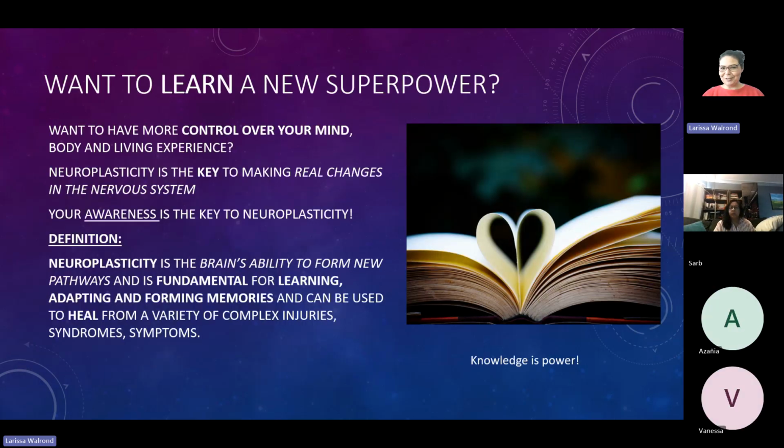Okay, so want to learn a new superpower? Want to have more control over your mind, body, living experience? Neuroplasticity is the key to making real changes in the nervous system. Your awareness is the key to neuroplasticity. So this is the definition that I've put together based on my understanding. Neuroplasticity is the brain's ability to form new pathways and is fundamental for learning, adapting, and forming memories, and can be used to heal from a variety of complex injuries, syndromes, and symptoms.